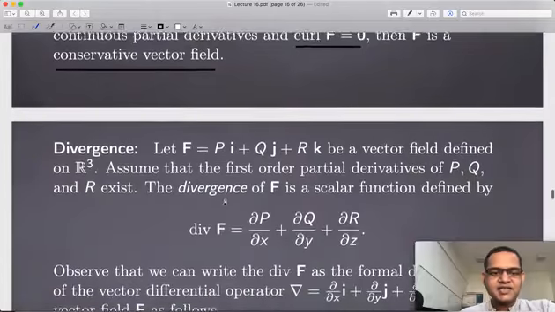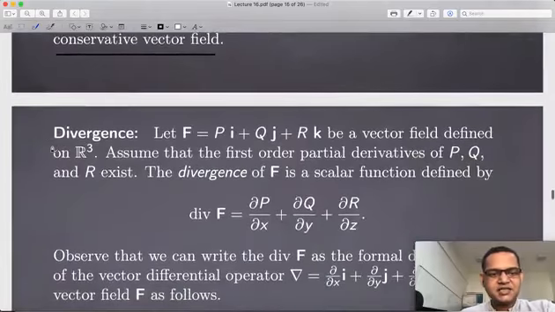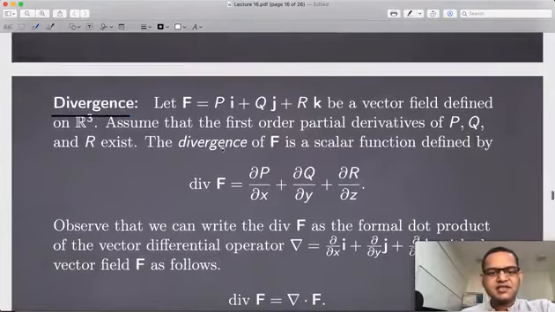All right. And then the next term which we are going to need is the divergence of a vector field. Divergence is again defined in terms of an operation. So you take a vector field, and we are going to talk about the partial derivatives. So you assume that the partial derivatives exist and define this. Now you see, divergence of a vector field is a scalar quantity.